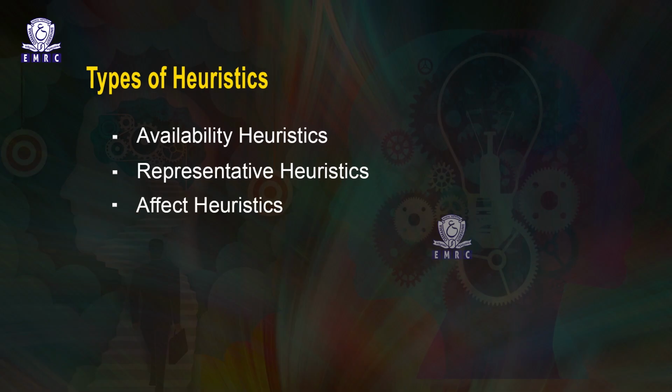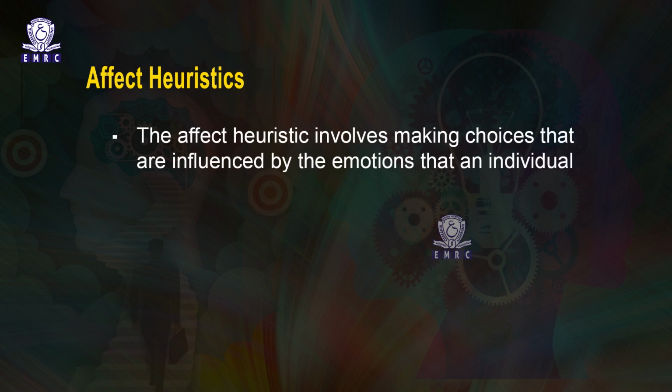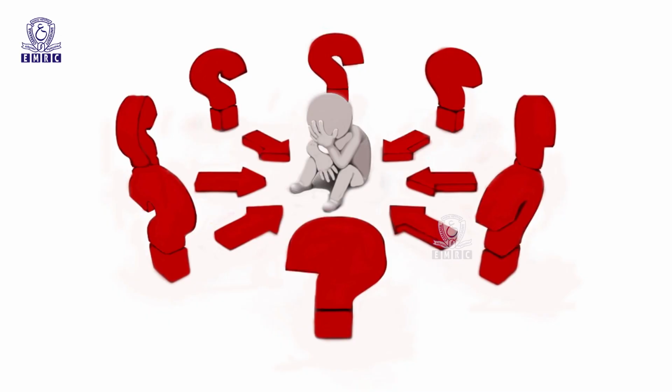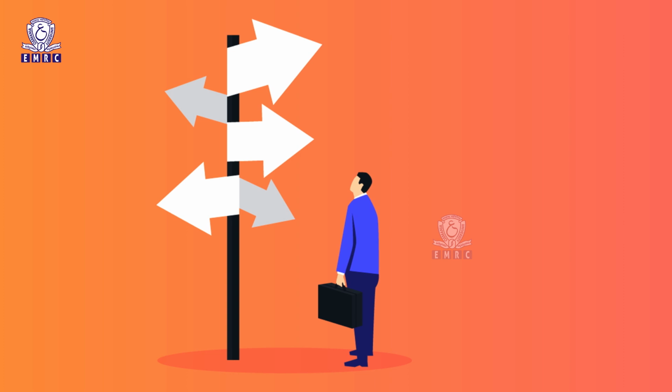The next type is affect heuristics. The affect heuristic involves making choices that are influenced by the emotions that an individual is experiencing at that moment. For example, research has shown that people are more likely to see decisions as having benefits and lower risks when they are in a positive mood. Negative mood or negative emotions, on the other hand, lead people to focus on the potential downsides of a decision rather than the possible benefits.